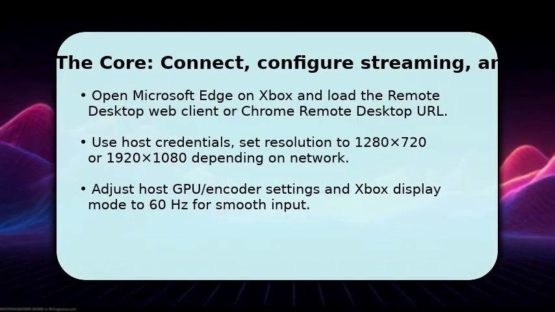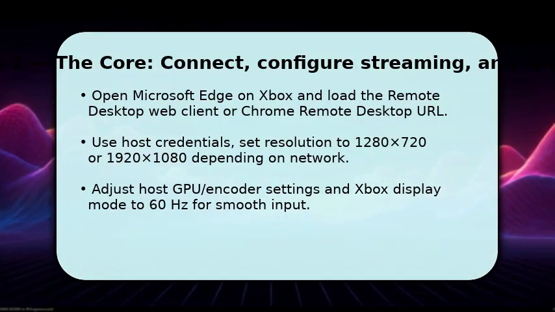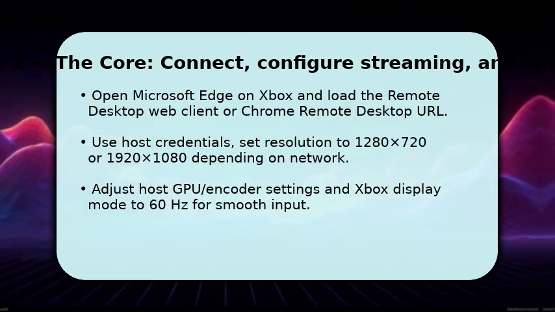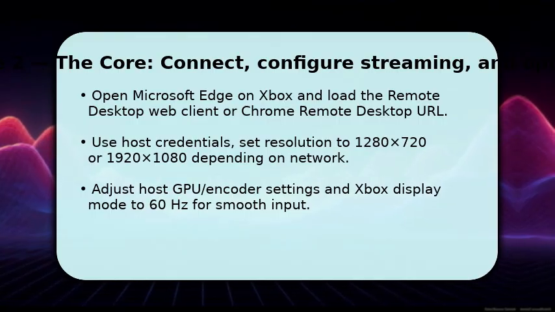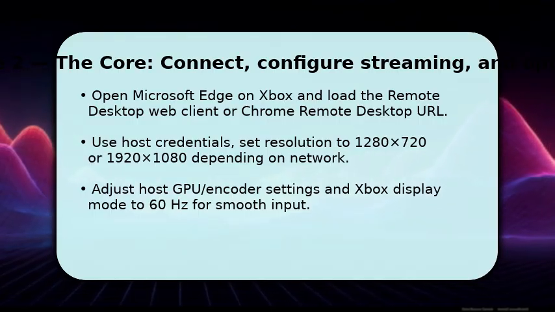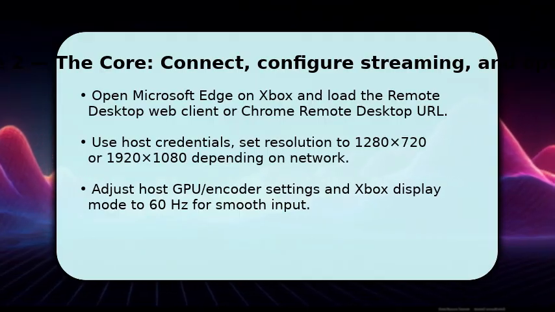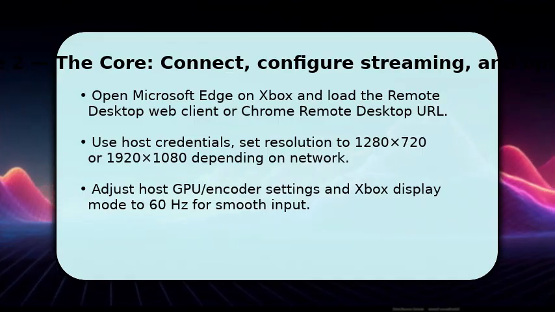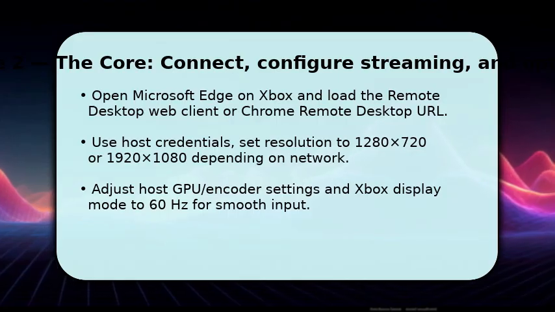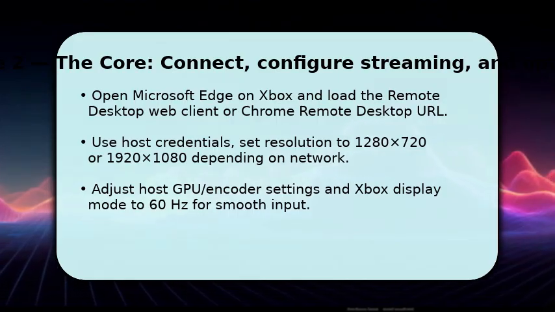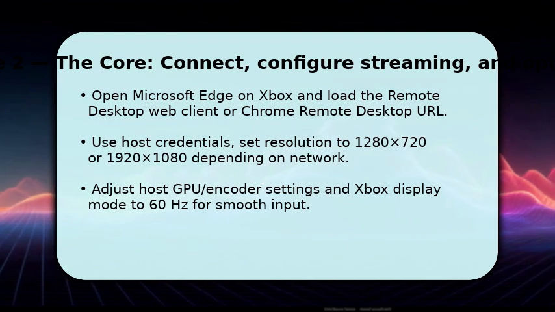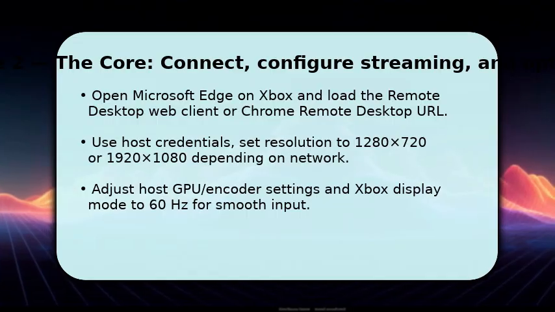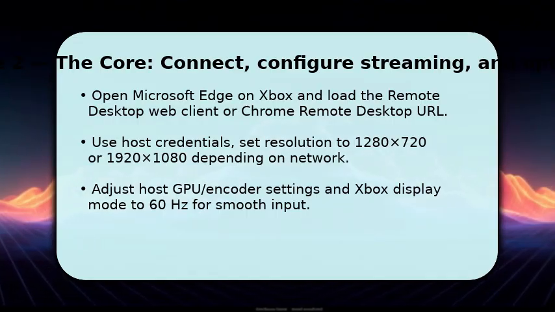Once ready, open Edge on the Xbox and navigate to the Remote Desktop web client or sign into Chrome Remote Desktop. This turns the console into a thin client. Enter your host credentials, then choose a sensible display profile, 1280 x 720 for constrained networks, 1920 x 1080 for gigabit Ethernet, because higher resolution increases latency. On the host, enable hardware encoding and prioritize low latency settings in the GPU control panel. Finally, set the Xbox display mode to 6.